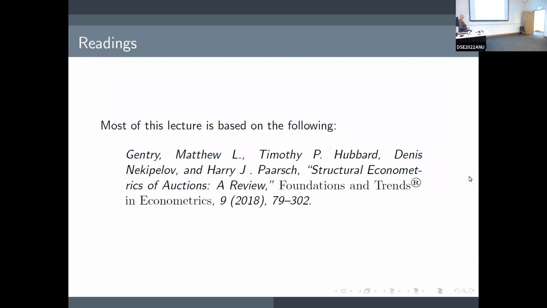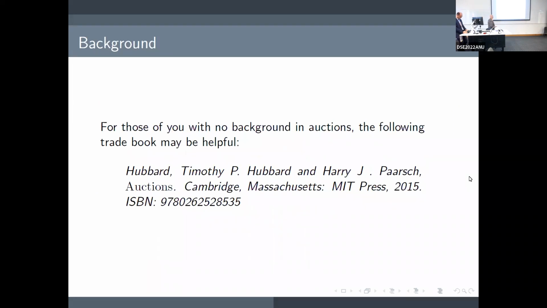So almost all of the material in this lecture is from a book or a little lecture I wrote with Matt Gentry, Tim Hubbard, and Dennis Nekipelov. And so it's in the readings. If you don't have any background in auctions, then this is a trade book I wrote with Tim Hubbard. You could probably read it in an hour. We were constrained to have 6 pictures and no more than 2 equations. So there are a lot of words.